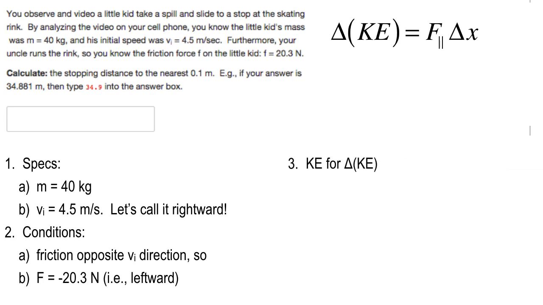So let's get the kinetic energies for the delta KE part. That's my dynamic quantity. I want to find delta of this dynamic quantity. All right. So kinetic energy initial, 1/2 mv squared. Here's my 1/2, 0.5. Here's m, 40 kilograms. And here's 4.5 meters per second. And I've got to square it.